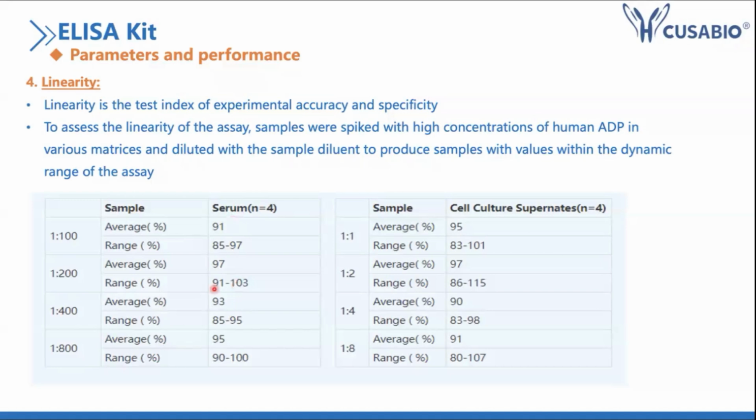So this is our test result. As far as I know, usually if the range is between 80% to 120%, we will say the linearity is pretty good. And actually our linearity falls into that range. So we have very good parameters for the linearity.